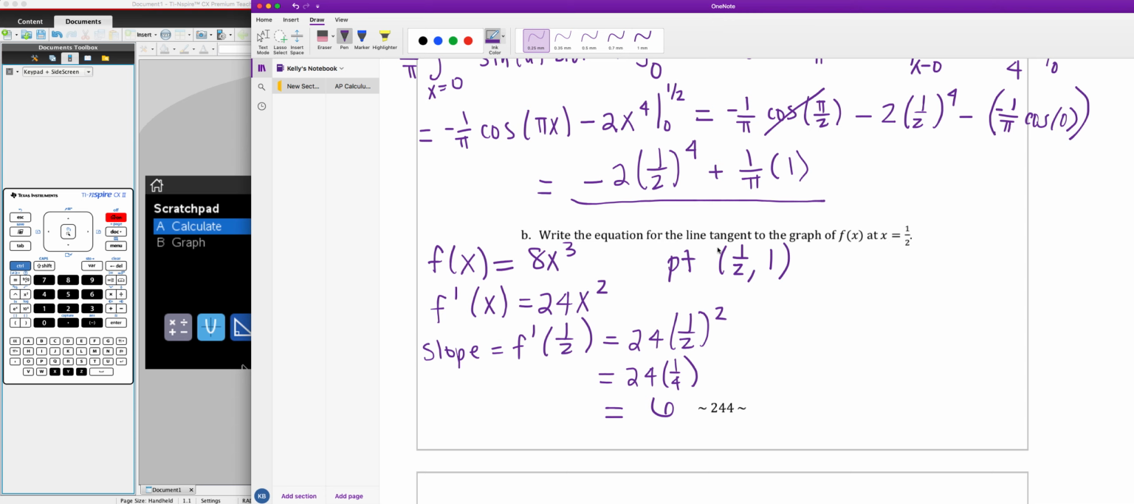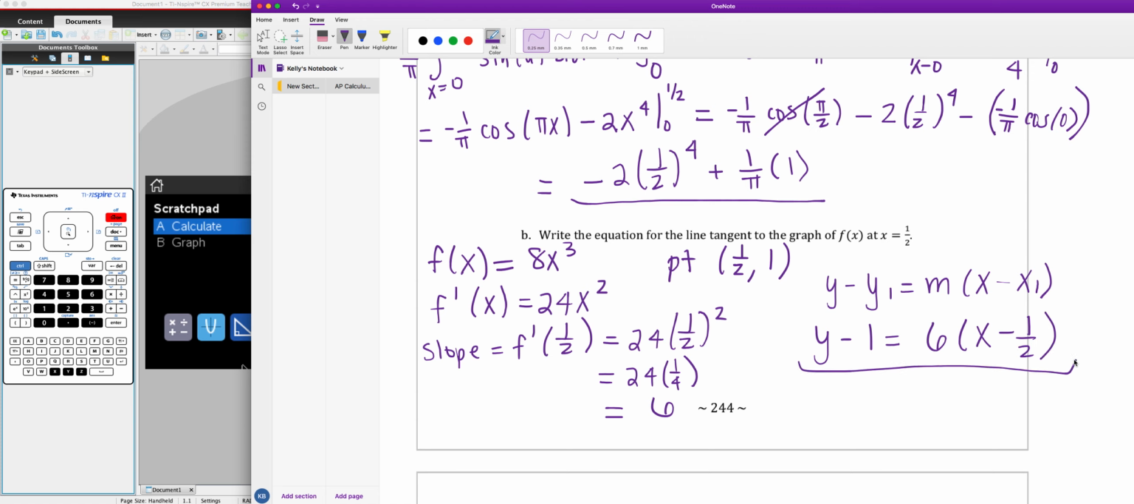I have my point. For a tangent line, the easiest way to do that would be point slope form. So remember y minus y1 equals m times x minus x1. Subbing everything in, we get y minus 1 equals our slope of 6 times x minus 1/2 here. And there's our final equation for our tangent line for this graph. So as you guys can see, there will be review problems that kind of get thrown into here depending on what they decide to ask on the AP test.